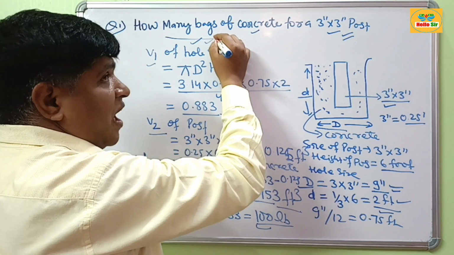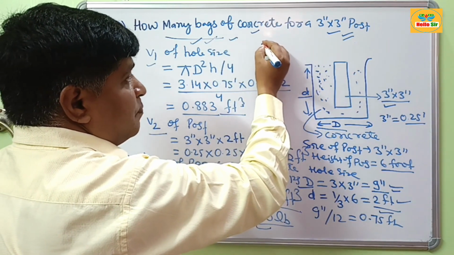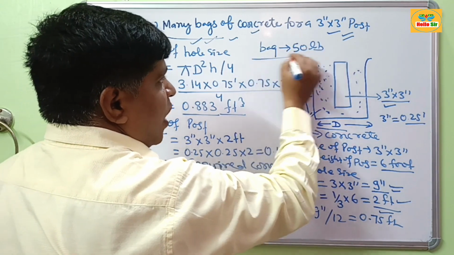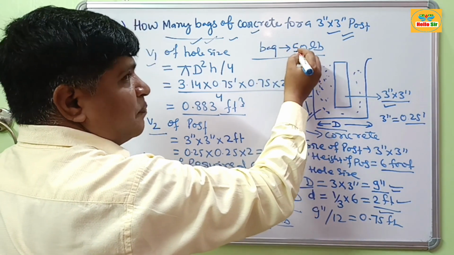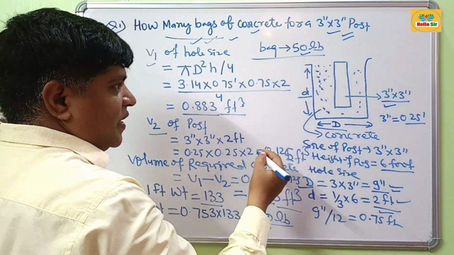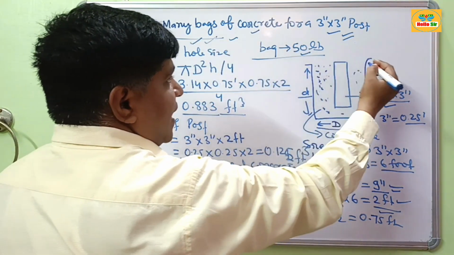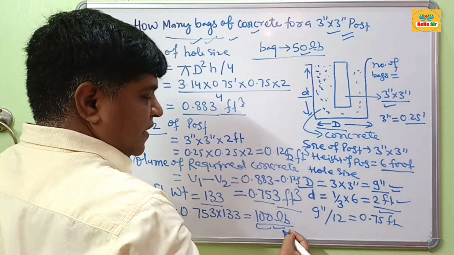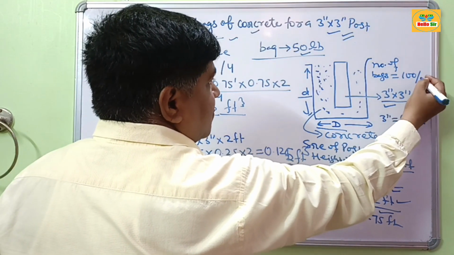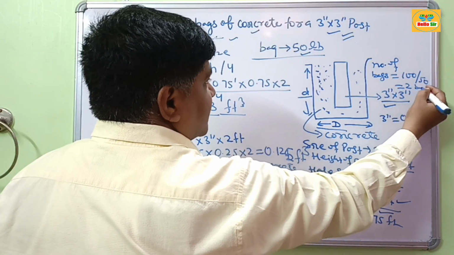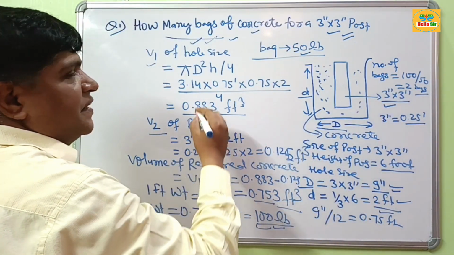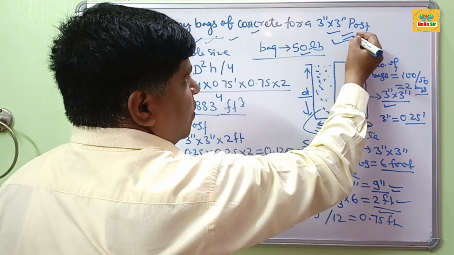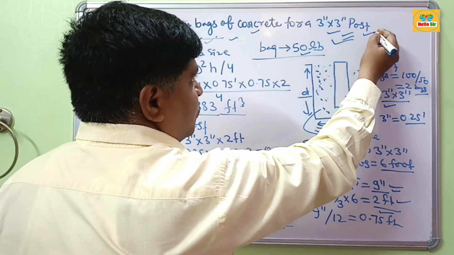And your question asks how many premix bags. Generally one premix bag of fast setting concrete weighs about 50 lb. How many bags are required? The number of bags is the total required concrete, 100 lb, divided by 50. It means two bags of 50 lb fast setting concrete are required to fill this hole, which is required for setting this 3 inches by 3 inches post. Thank you.